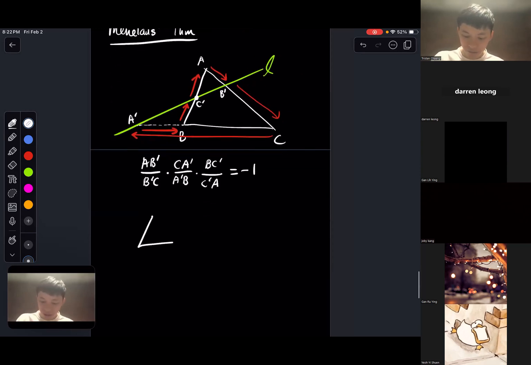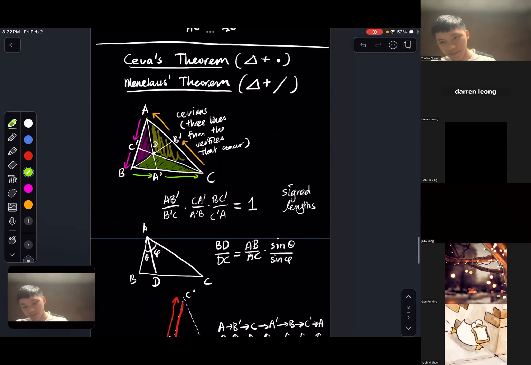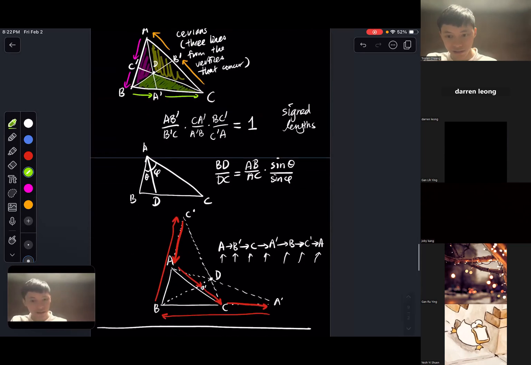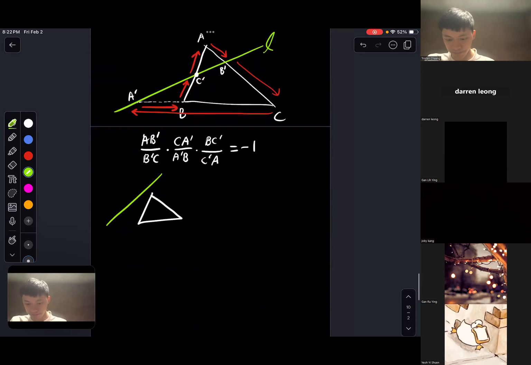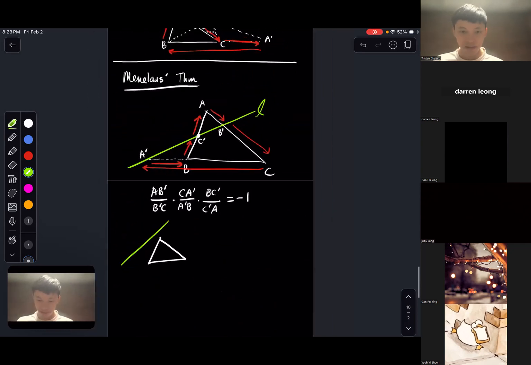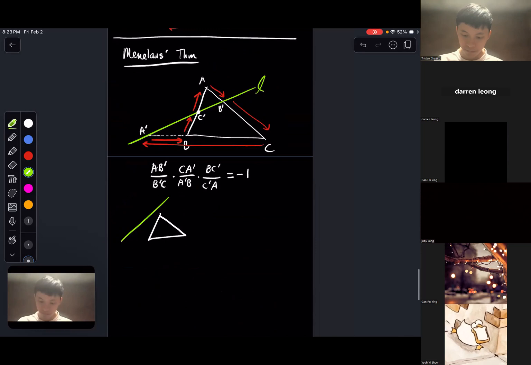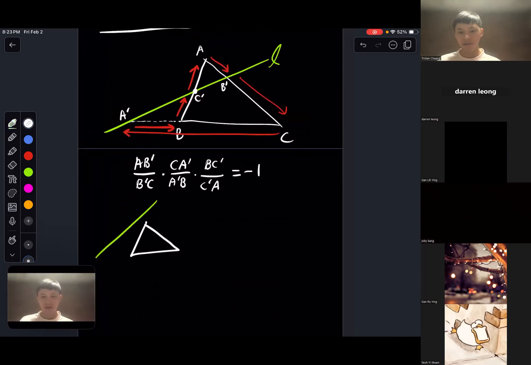Again, it works as well if the line is outside the triangle, in which case your A prime, B prime, C prime, you define similarly. The same thing holds. Not gonna prove it. You can prove it the same way as Ceva, by converting the length condition to an angle condition. So when you have Menelaus's theorem, you can solve a lot of length chasing problems.